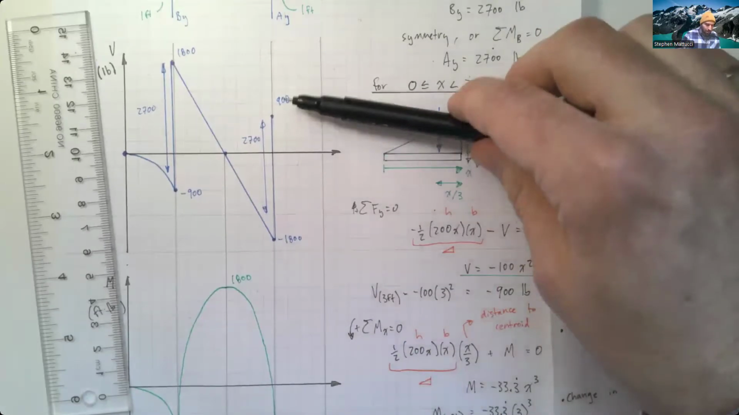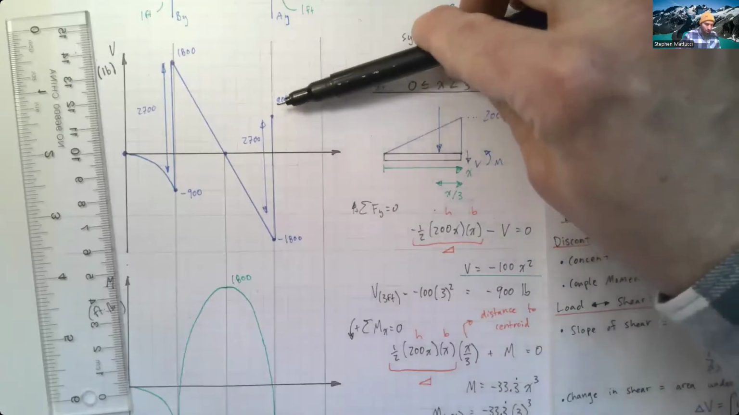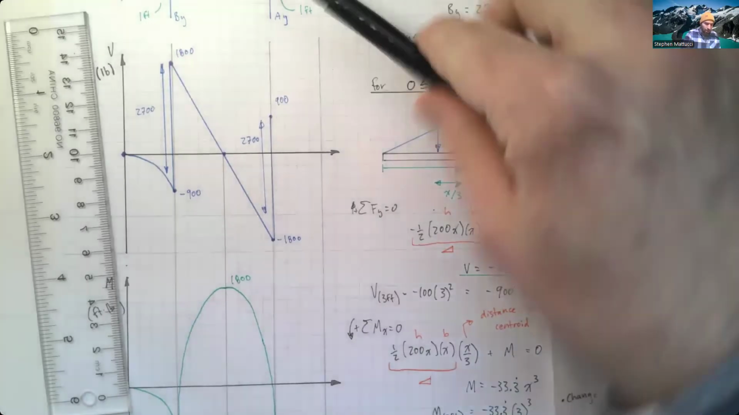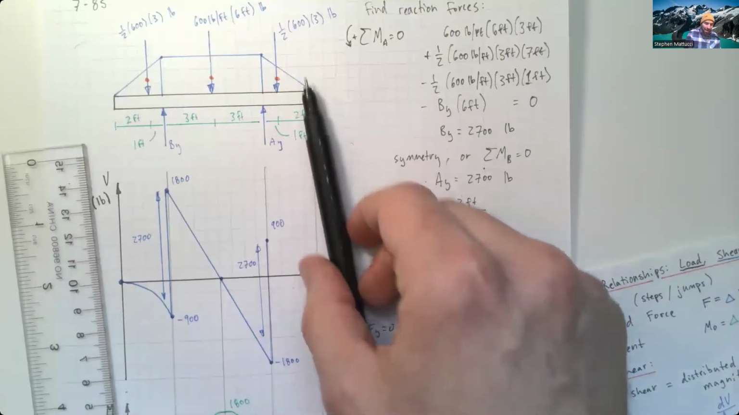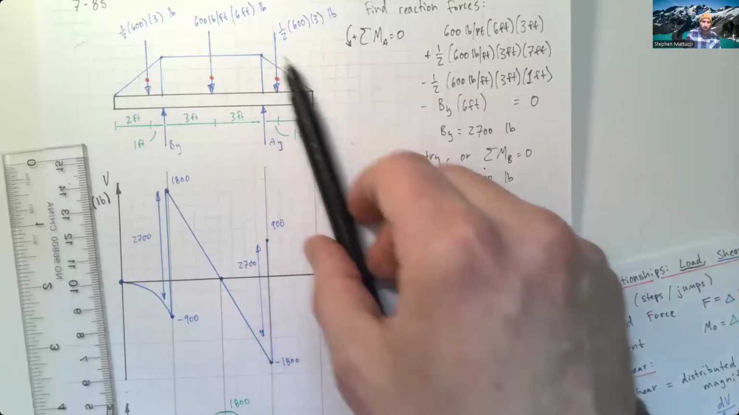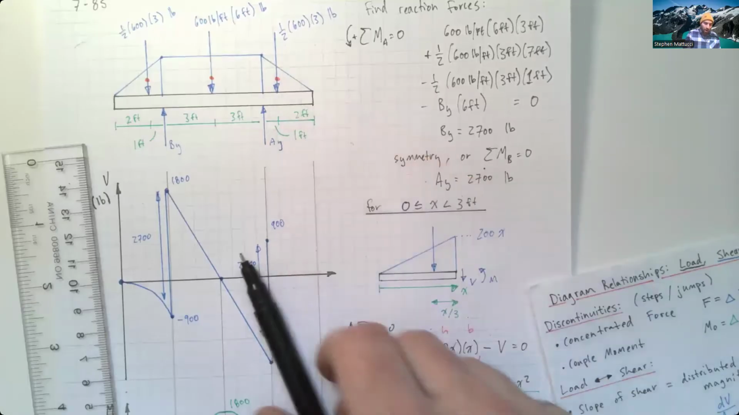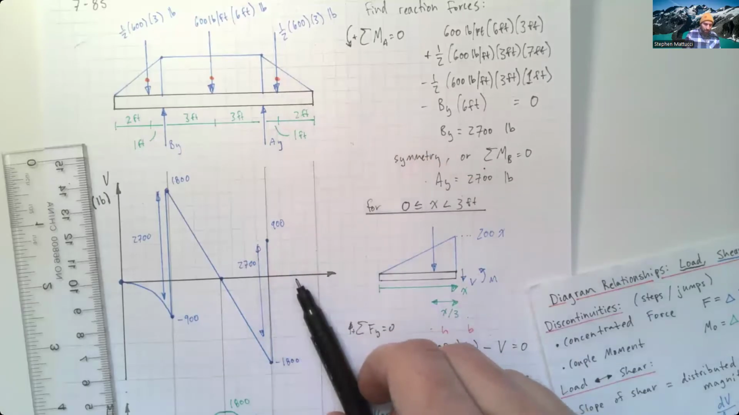And so now we're up at 900, and now we're encountering this triangular distributed load. And so the magnitude of this distributed load is going to be the slope of our shear diagram here.